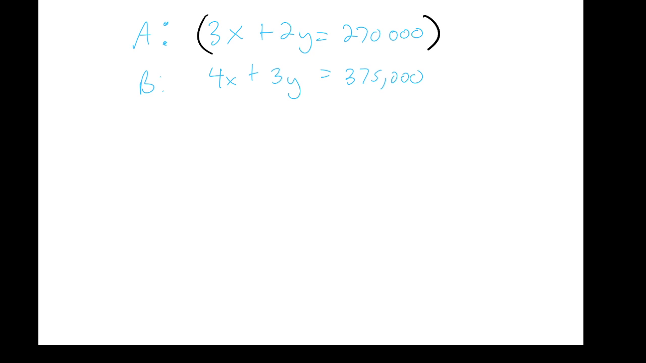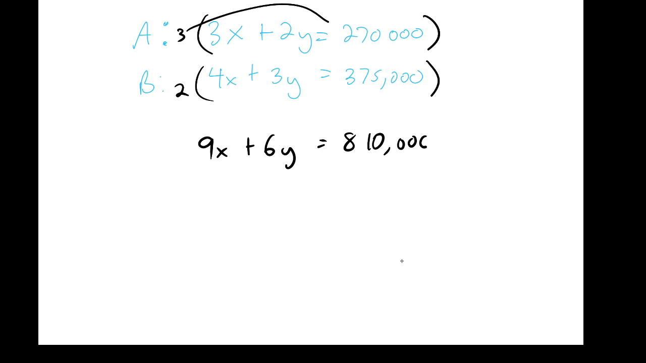Let's actually get rid of the y's first. So here's what we're going to do. We're going to multiply a times 3 and b times 2. Once you guys see the result, you're going to see why we did that. So 3 times 3x is going to be 9x, right? 3 times 2y is going to be 6y. And 3 times 270,000, for the record, is 810,000.